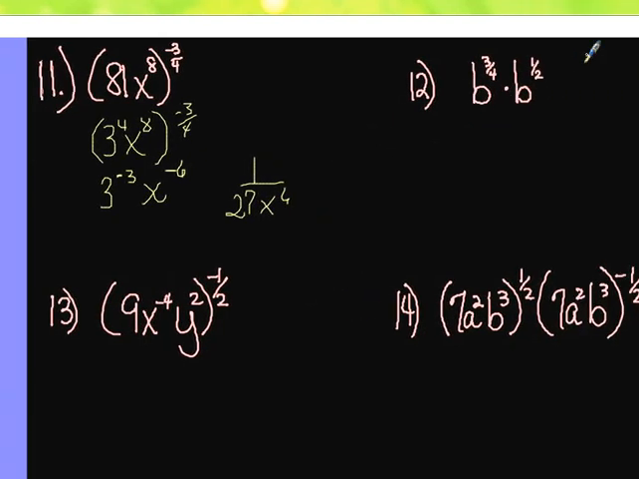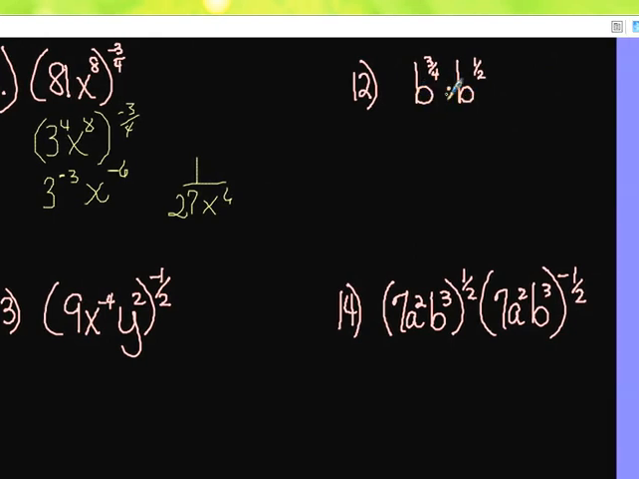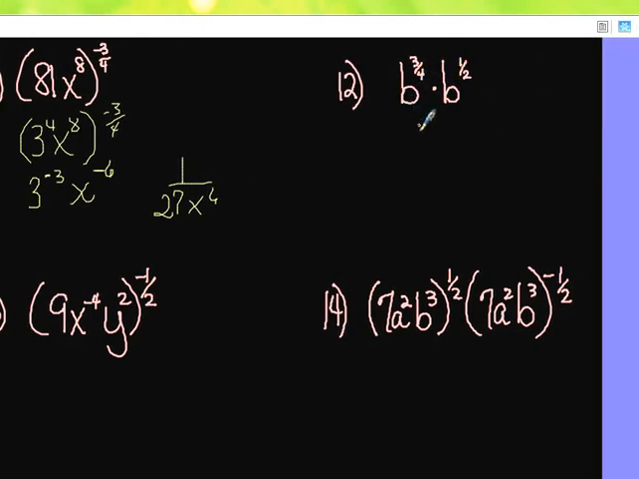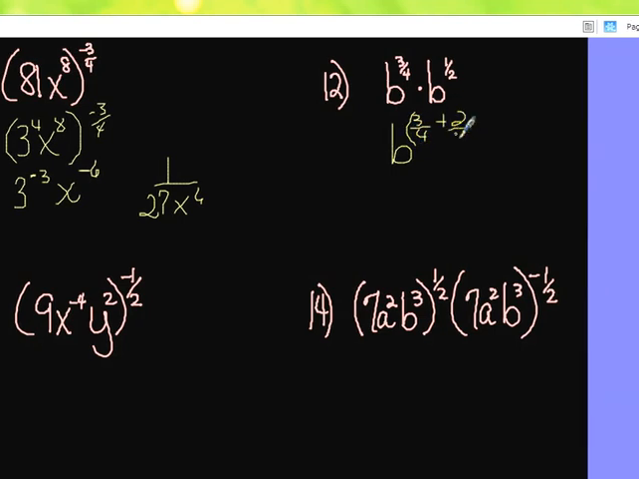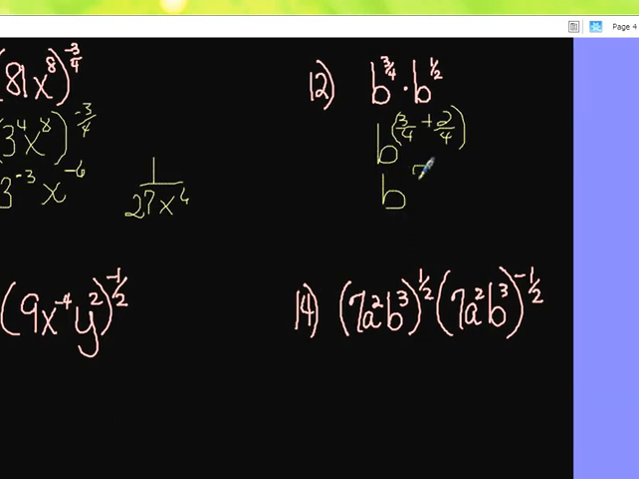Number 12, if the bases are the same, you can add those powers together. I know you don't like to add fractions. Too bad. 3/4 plus 1/2. Well, 1/2 is nothing more than 2/4. Come on, people, you can do this. Add your numerators together, you get b to the 5/4 power. And make sure you lift that 5/4 up pretty good so that it looks like an exponent.